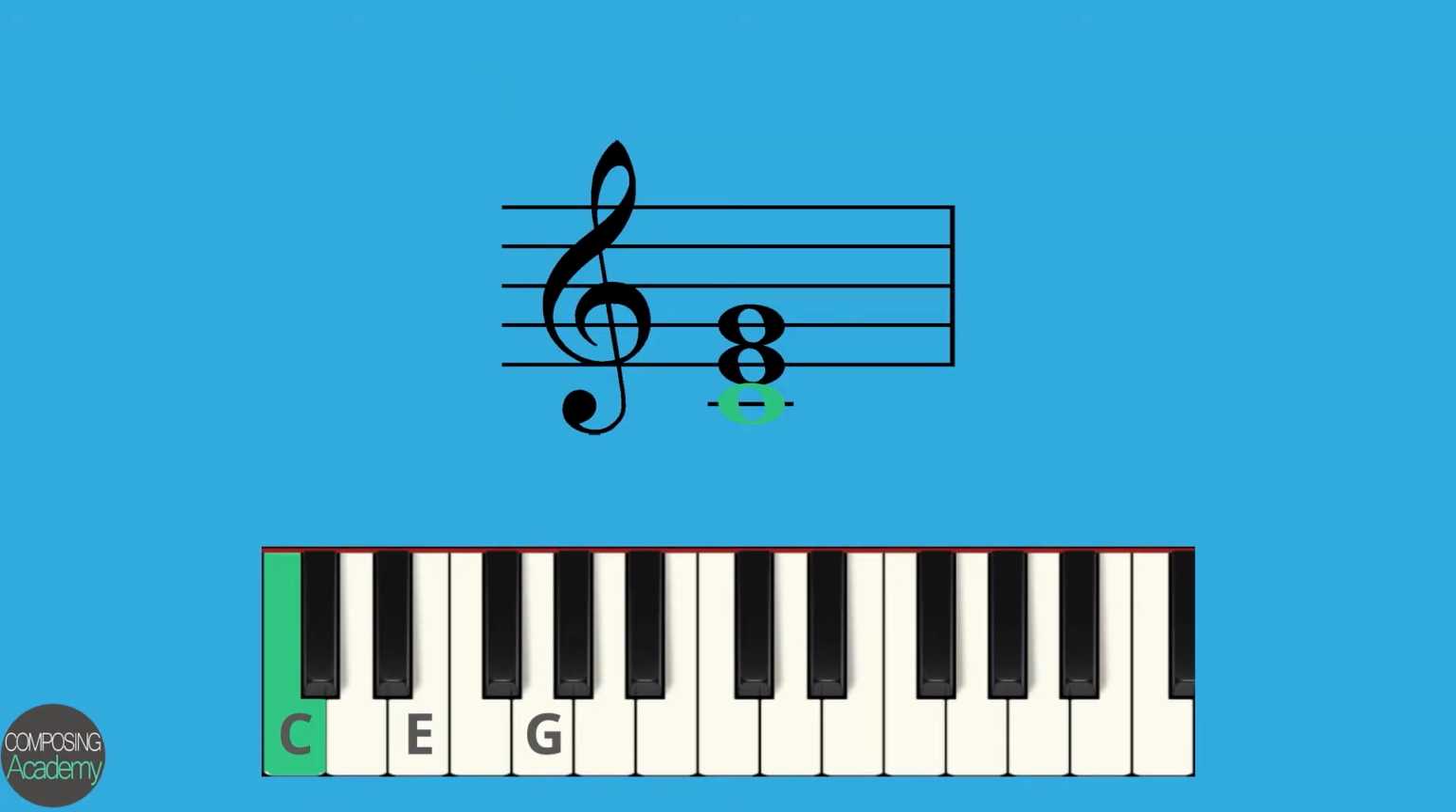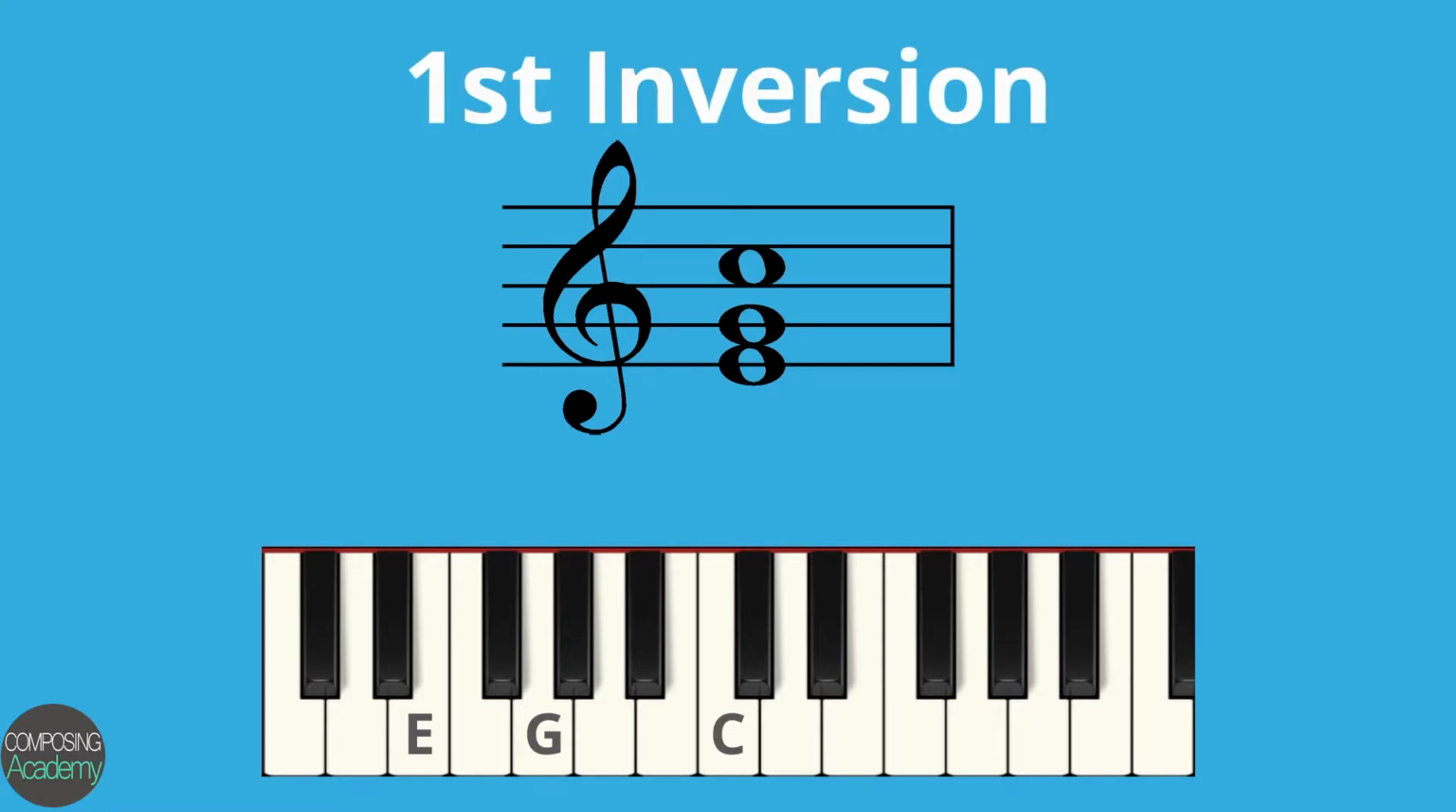Now let's see what happens if we reorder the notes in the chord. Let's take the root note of C and move it from the bottom up to the top. Now you can see we have the same three notes played in a different order: E, G and C. We call this new order of notes a first inversion. Our chord has been flipped once and the root note has moved from the bottom to the top.